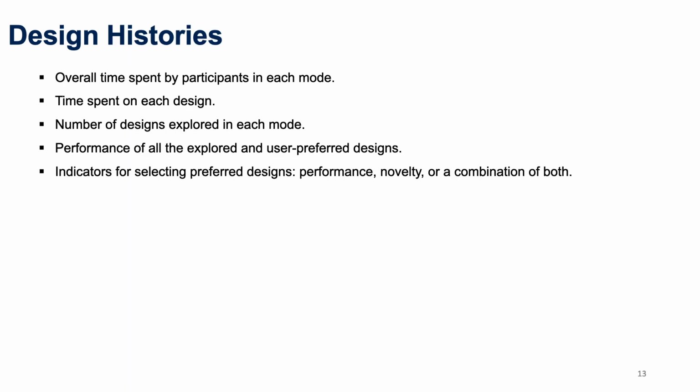By looking at both design histories and final results, we can get a clear idea of how effective an exploration method is. In our study, the design history covers overall time spent by the participants in each exploration mode, time spent on each design, number of designs explored in each mode of exploration, performance of all the explored and the preferred designs, and the indicators to select the design, either performance or design features.